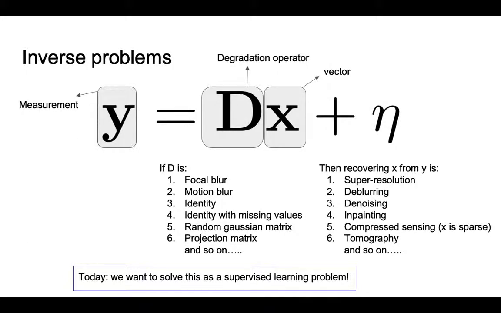So let us recall what we are studying. So we're studying inverse problems in which y is our measurement, and D is our degradation operator, and x is our original signal. The latent signal that we want to reconstruct. And we have some noise.